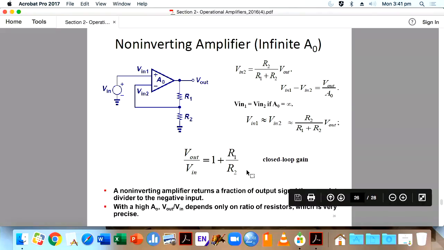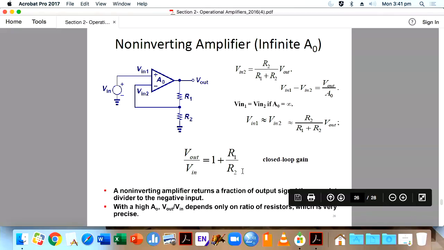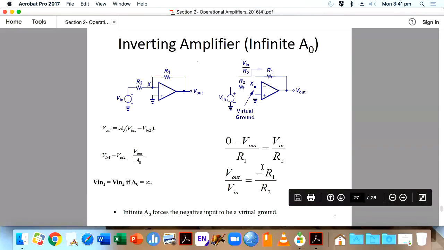In the non-inverting amplifier, you can see the closed loop gain is equal to 1 plus R1 by R2. So when you are using the term, you should say closed loop gain, not just gain. Then people might get confused: which gain, open loop or closed loop? So closed loop gain equals 1 plus R1 by R2 for non-inverting, and here it is minus R1 by R2.